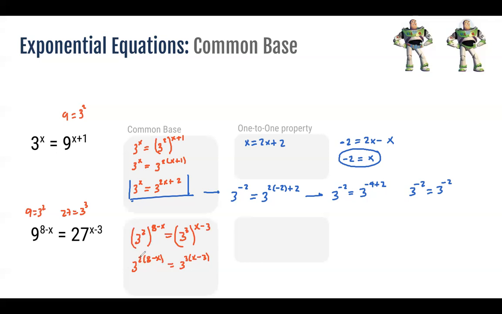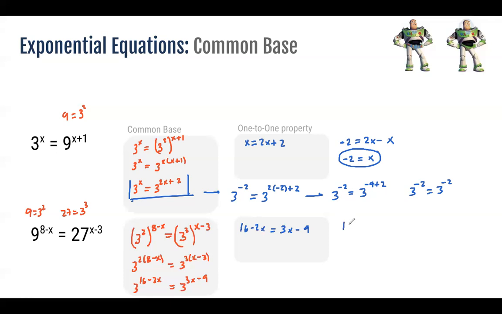Now we have to multiply the 2 by the 8 and the minus x. So you could use the one-to-one property from that moment, but I'm just going to rewrite it as 3 raised to the power of 16 minus 2x is equal to 3 raised to the power of 3x minus 9. Having that, we just have to use the one-to-one property by setting 16 minus 2x equal to 3x minus 9.